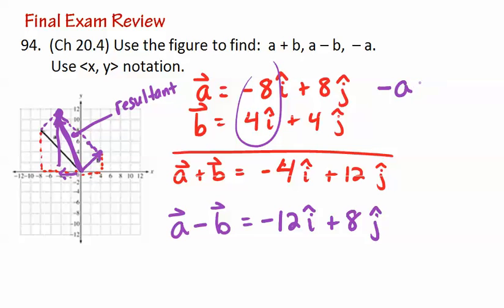The opposite of a, simply take our previous notation and do the opposite. So we would go in the positive i direction and the negative j direction. So arithmetic with vectors is just like arithmetic in all of algebra.